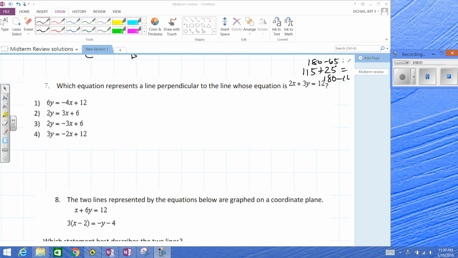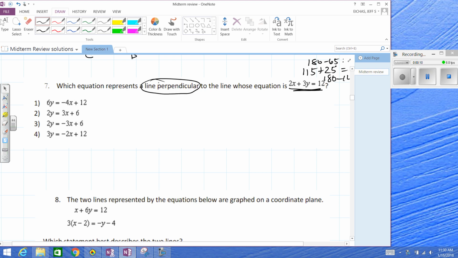Some more midterm solutions. Another chapter 2 geometry basics topic. So perpendicular. We know perpendicular forms a right angle, but here we're on a graph, an XY coordinate plane. So for perpendicular, we're going to need slopes to be negative reciprocals.